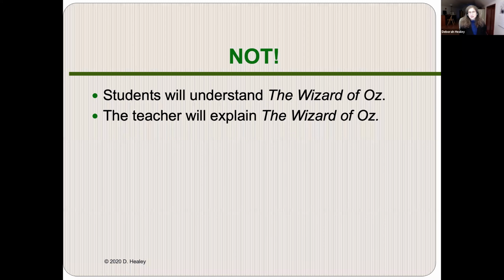So you're not going to write, students will understand the Wizard of Oz. How do you know? You don't know if they understand it. You have to have them do something for you to know. And this is about students, not about the teacher. I don't care what the teacher is doing, I care about my students.